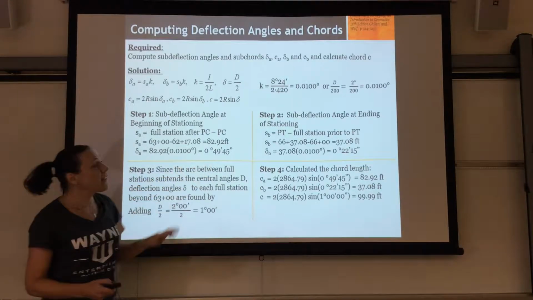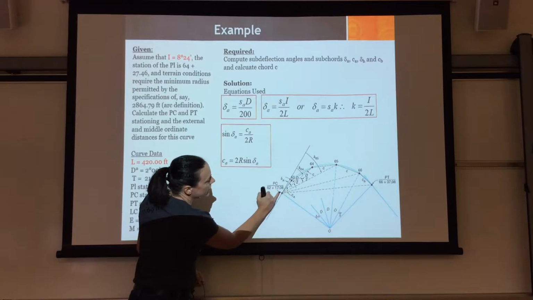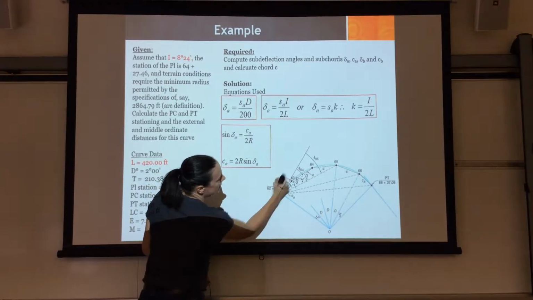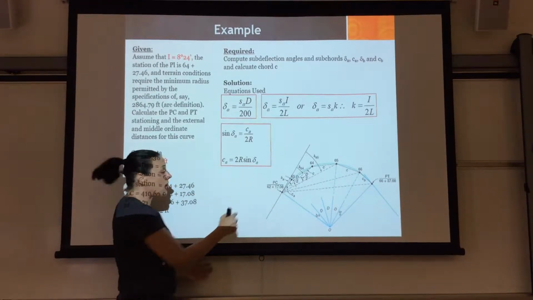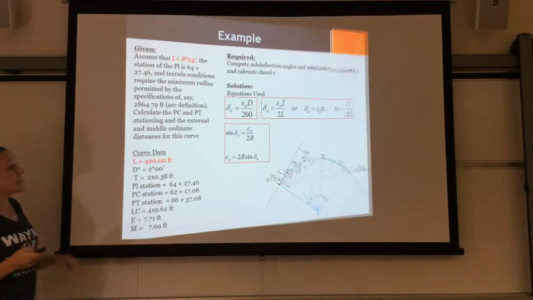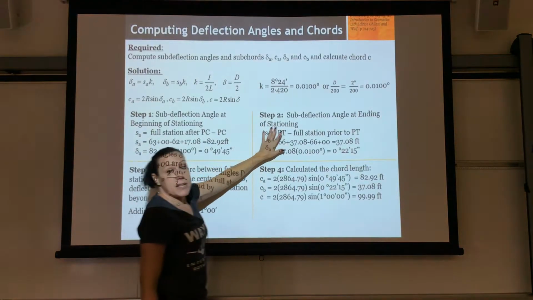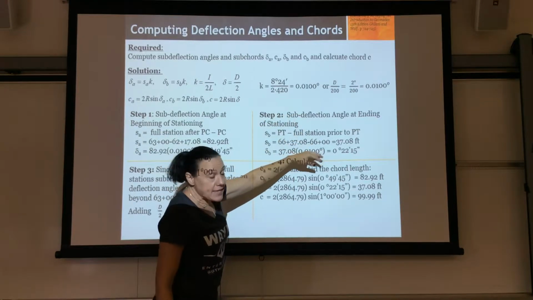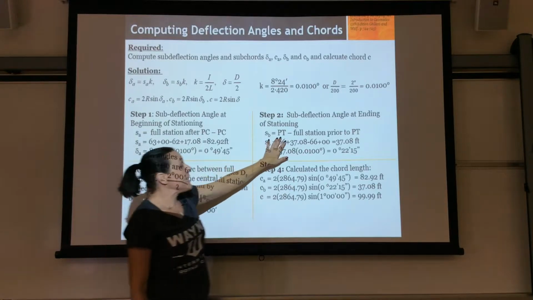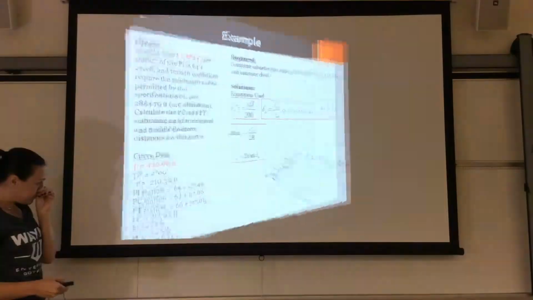So that subdeflection, if I go back, is that first little bitty angle in here that goes from here to here, and remember the subdeflection is measured off of the PC and the PI up here. That's the line we're measuring it from. The second part is we figure the subdeflection at the end of the curve. Now, it's the PT minus the full station prior to it. So I'm going to go back.